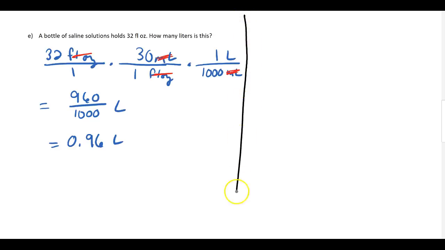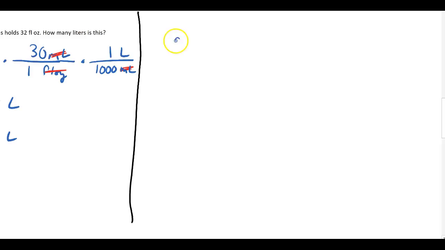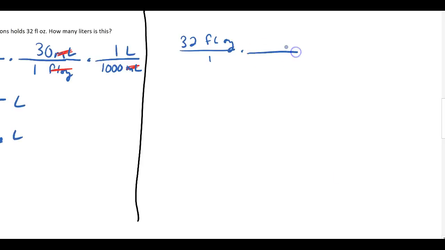Now, like I said, this is one way of doing it. Another way of doing it is converting the fluid ounces into quarts. So I'm going to still start with my 32 fluid ounces over 1. Now my issue with doing it this way is I do not have a direct conversion from fluid ounces to quarts. I have fluid ounces, 8 fluid ounces is equal to 1 cup.